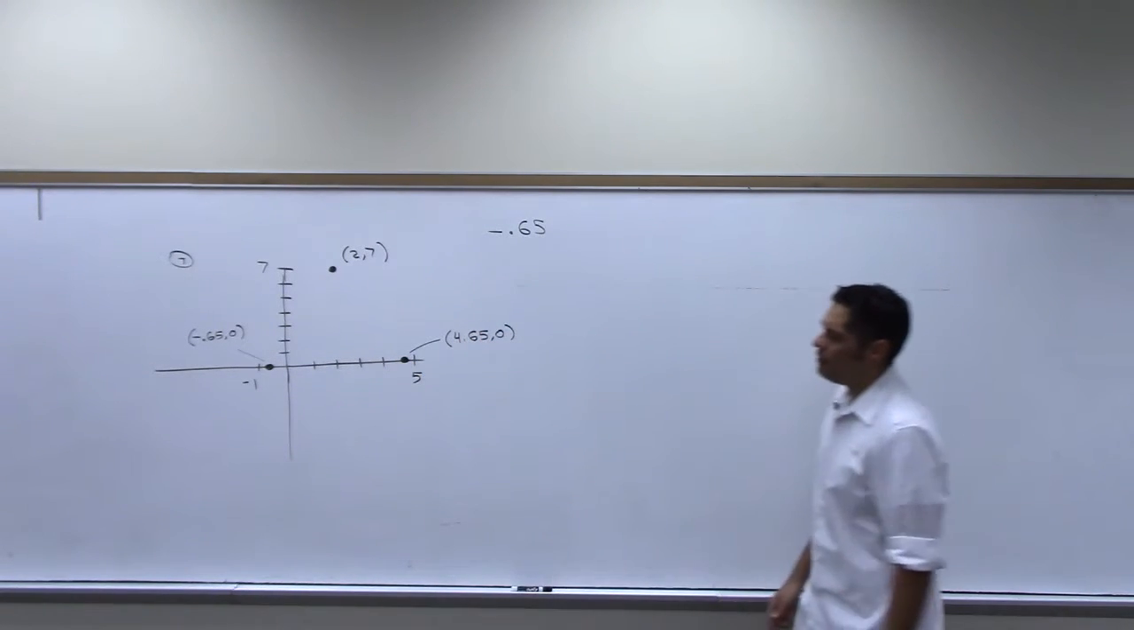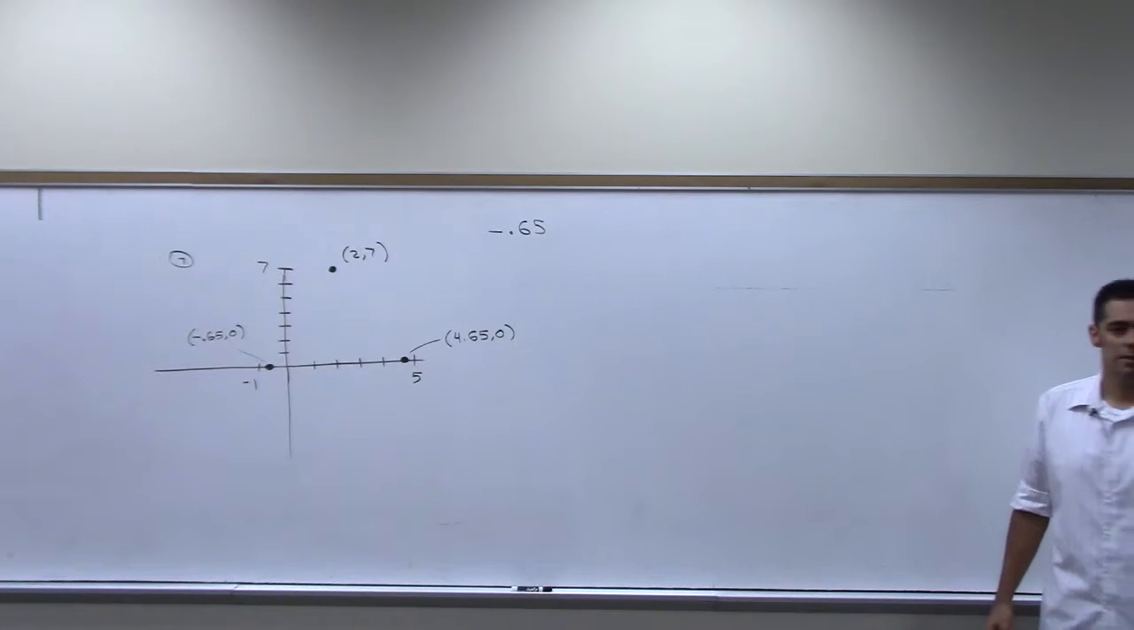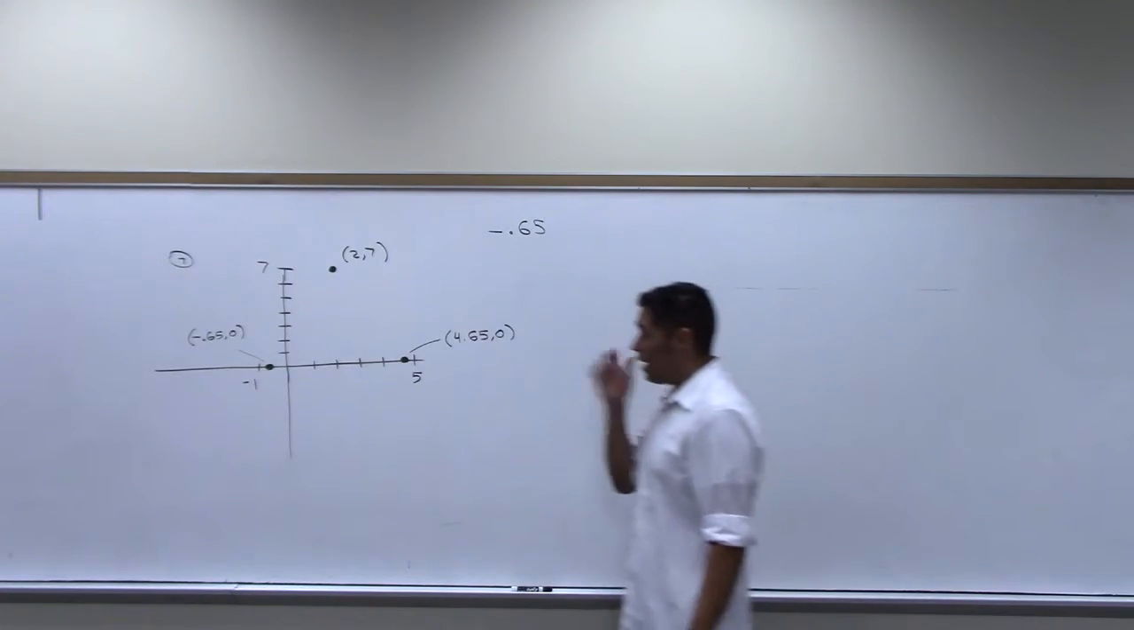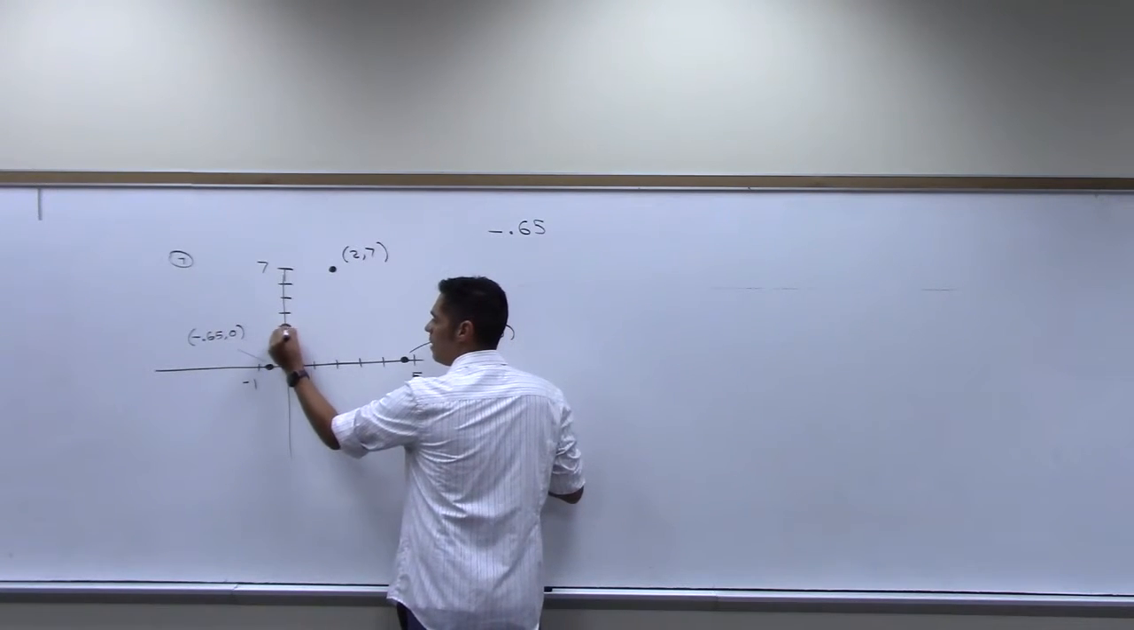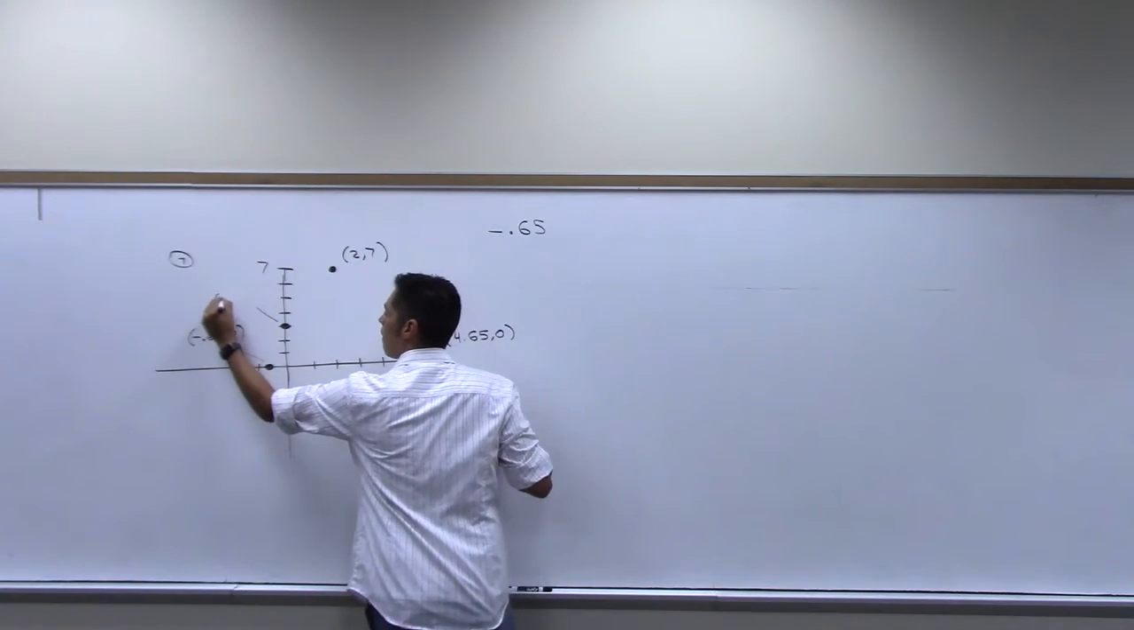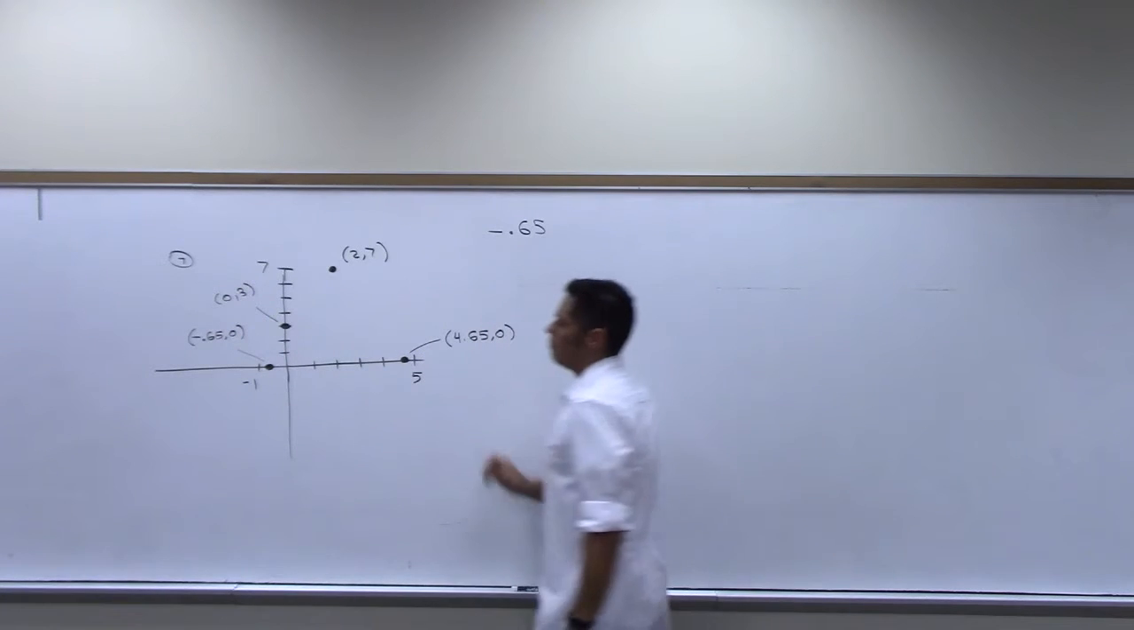I have one more piece of information to put onto this graph before I draw it. The y-intercept. The y-intercept was 0, 3. That means 1, 2, 3, up 3. We good?